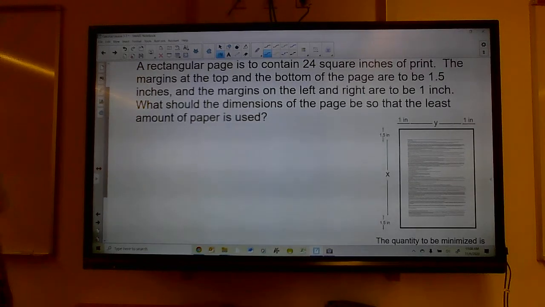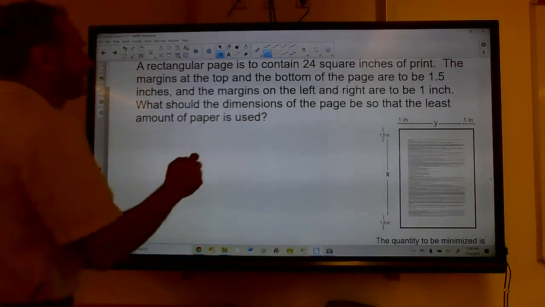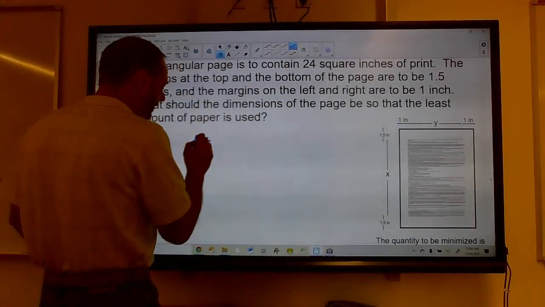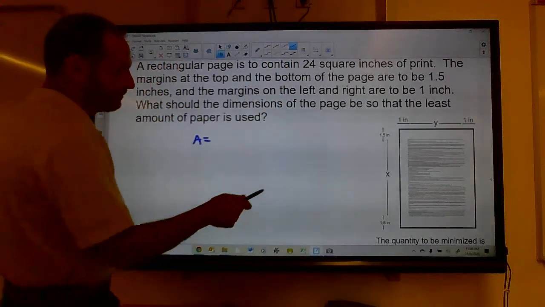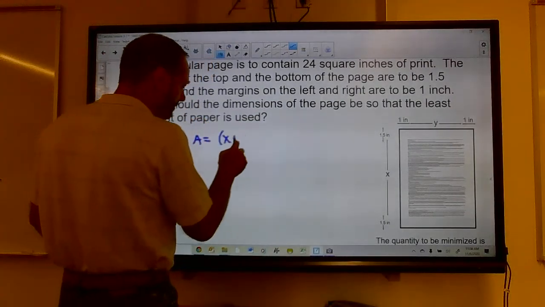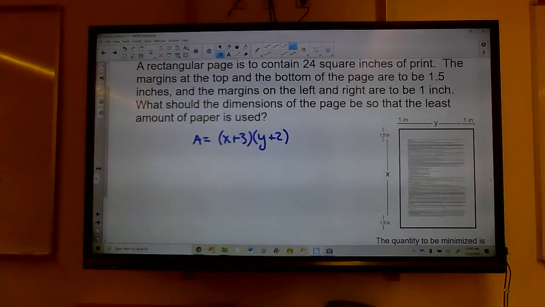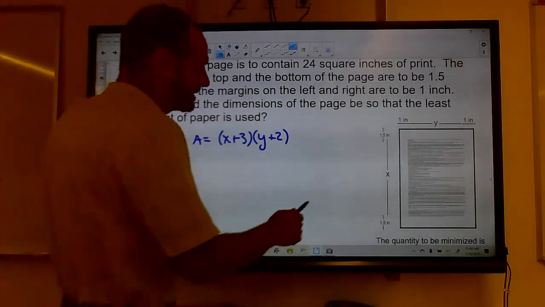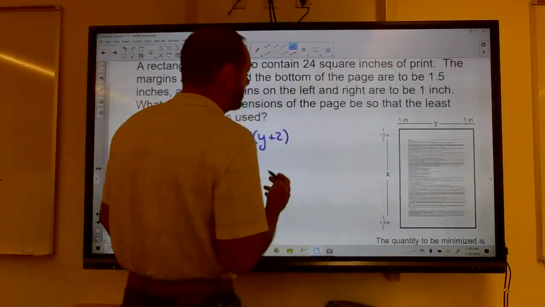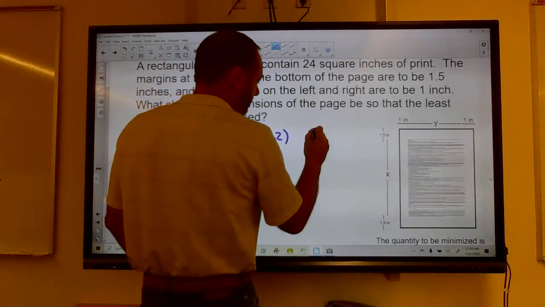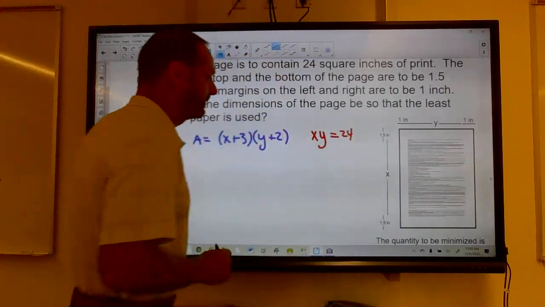So I want to minimize the area of the paper. Okay, so I need a formula. Area is length times width. So in this case, it's going to be X plus 3 times Y plus 2. Now, I also need a secondary equation, and I know that the area is going to contain 24 square inches of print. So the print is the X and the Y. That doesn't include the margins, right? So my secondary equation is going to be X times Y has to equal 24.